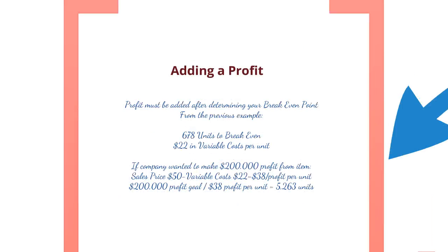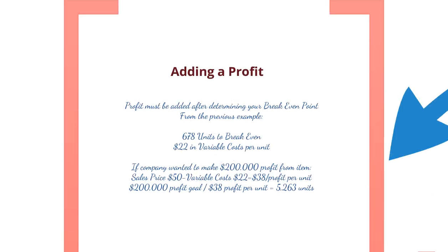Now to add to that, we want to make a profit. We don't want to break even, because businesses don't exist just to break even. They want to make extra money. First you have to determine the break-even point before you know what kind of profit you're going to make. Going from the previous example, we said that they were going to have to sell 678 units to break even. We also said that there was $22 in variable costs per unit.